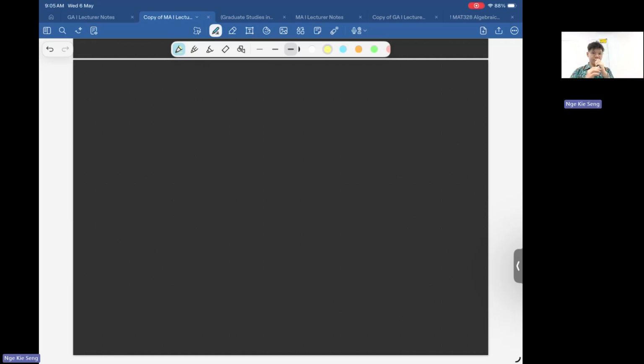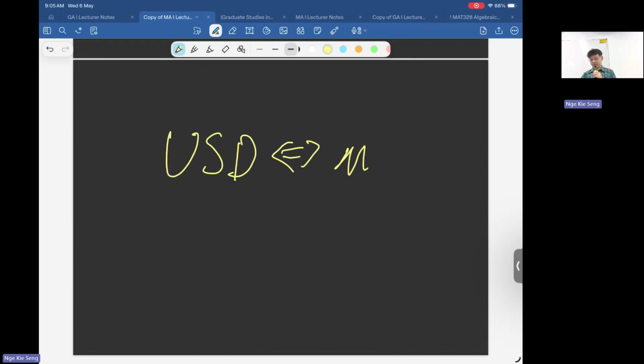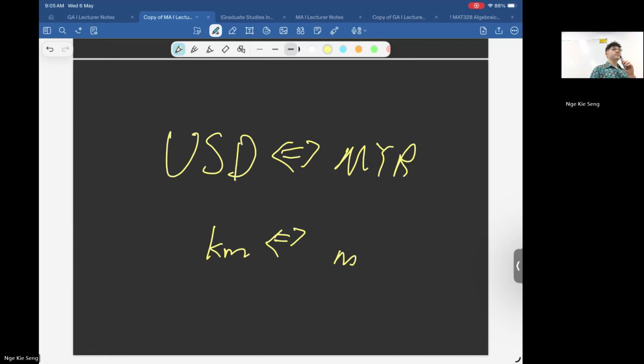Hello, hello. I was inspired by what Qi Yang said last time, right? Say USD to maybe MYR is just a unit change, like km to meter. Seems very reasonable. I was convinced at first.